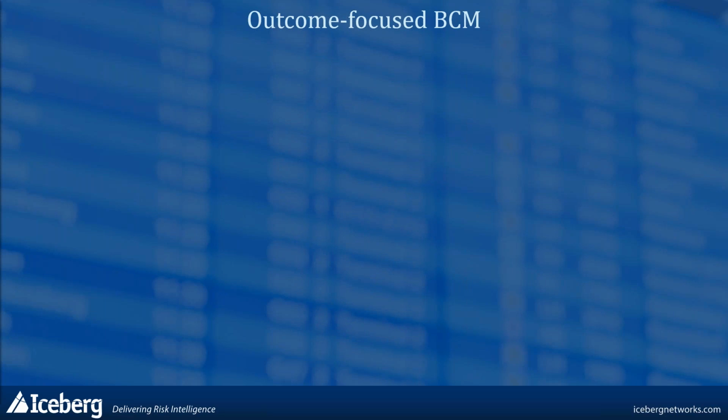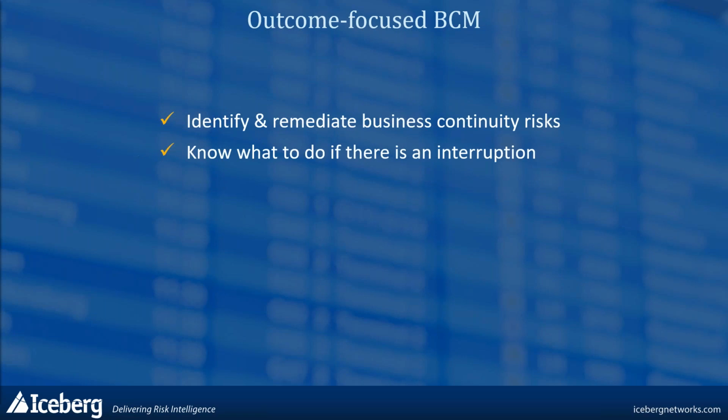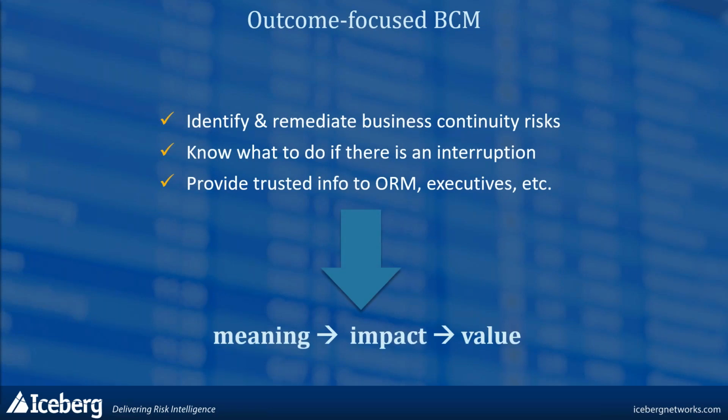Let's apply an outcome focus now to business continuity management. Some examples of business continuity management program outcomes could include identifying and remediating business continuity risks, knowing what to do if there is an interruption, and providing trusted information to operational risk management, executives, and the board. By using outcomes, you start to apply more meaning to your program, which can result in a higher impact and really improve on the value.